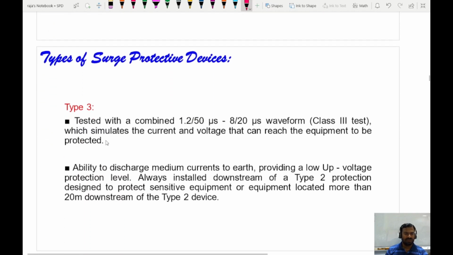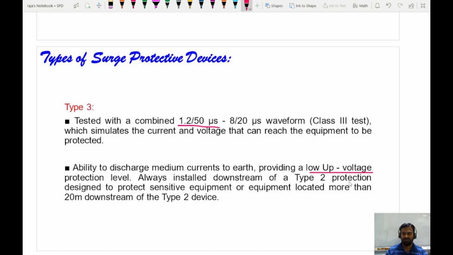And the type 3 surge protective devices have the characteristics of 1.2/50 microseconds to 8/20 microseconds waveform. This is called the class 3 protective devices. Usually we test this device with these values, and it has the ability to discharge medium currents to earth, providing low voltage protection. So the first one, type 1, very high voltage, then the type 2, medium voltage, and the type 3, low voltage protection level, always installed downstream of the type 2 protection.